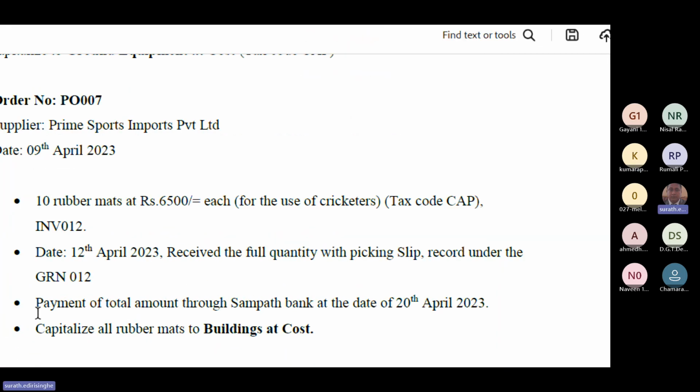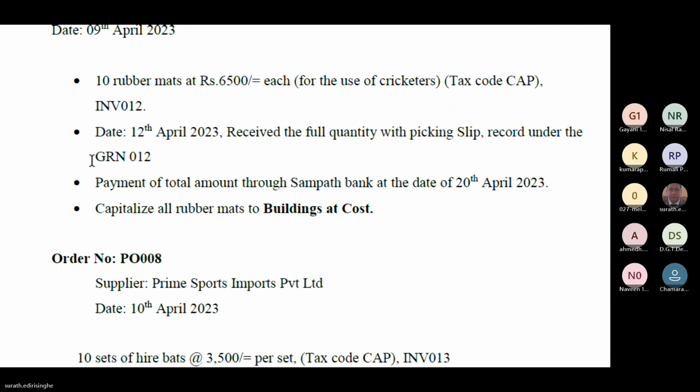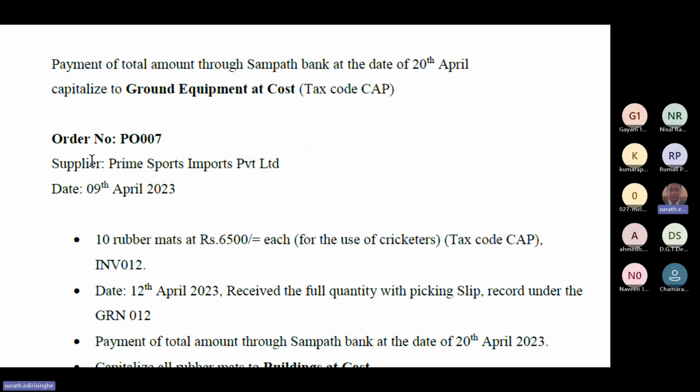Right. Next section. PO 007. 9th April 23. 10 rubber mats at 6,500 each for the use of cricketers. So normally you know that rubber mats are used for cricket practicing. One mat equals 6,500, on the date of 9th April 23.